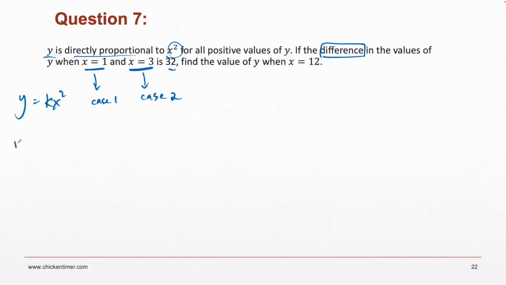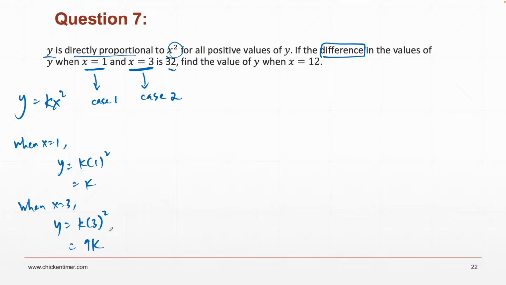So you can say that when x equals 1, y equals k times 1 squared, which equals k. Then when x equals 3, y would be k times 3 squared, which equals 9k. So when they say the difference in value is 32, we can use case 1 subtract case 2 or case 2 subtract case 1. What we do is take the larger value of y, subtract the smaller value of y.